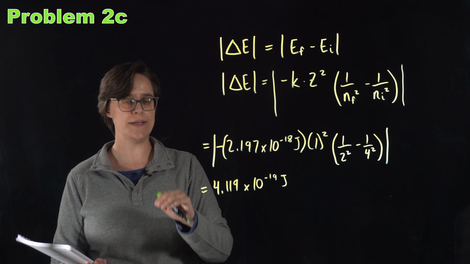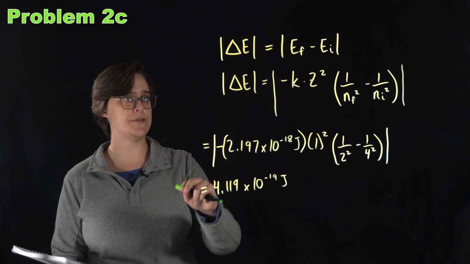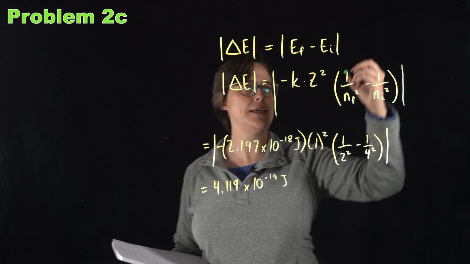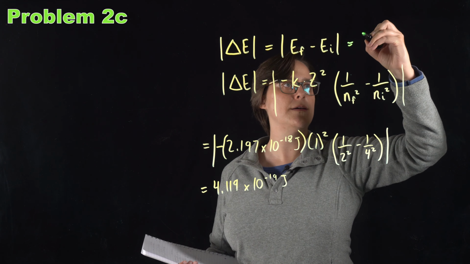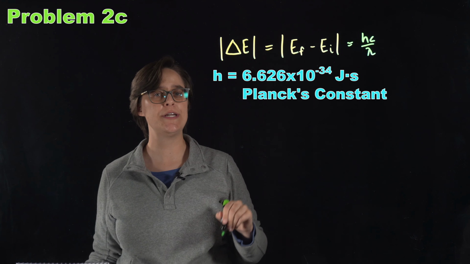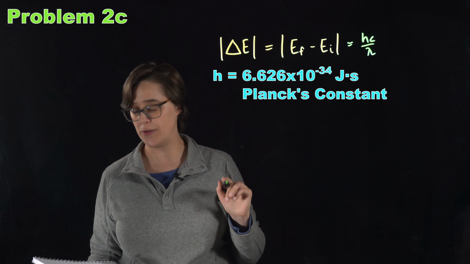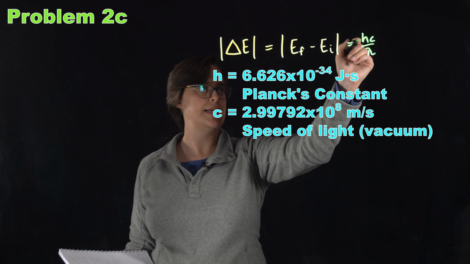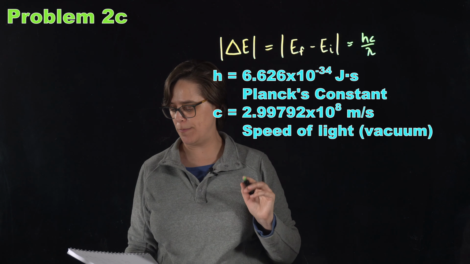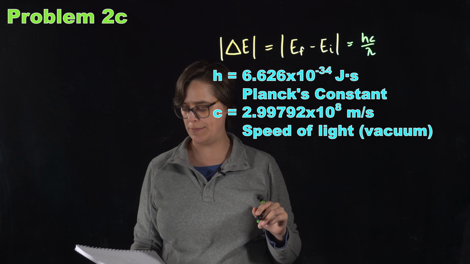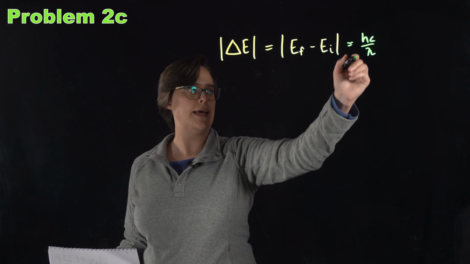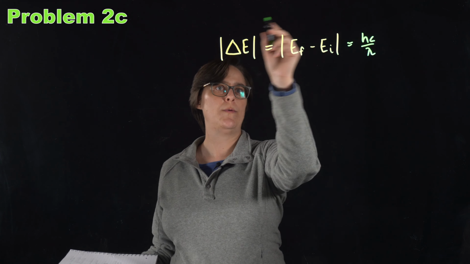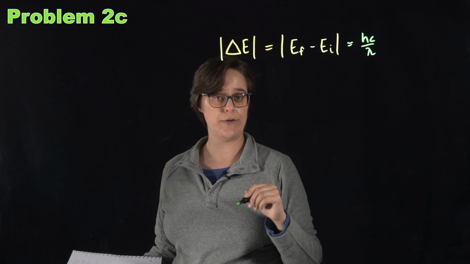So question C was to find the wavelength in meters. This equation that we started with is equal to something else. It is equal to hc over lambda. H is Planck's constant, so it's always the same value, 6.626 times 10 to the minus 34th joule seconds. C is the speed of light in a vacuum, 2.99792 times 10 to the 8th meters per second. And lambda is our wavelength. So we're looking for the wavelength in meters. We need to rearrange our equation to solve for that.